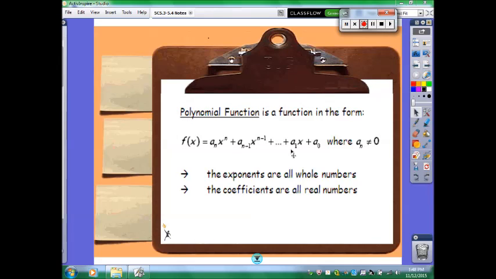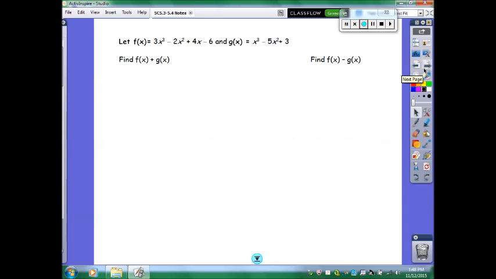All right, these are 5C notes. So let's start us off by looking at, again, the definition of a polynomial function. Recall, in order to be a polynomial function, the exponents are all whole numbers and the coefficients are all real numbers. Today we're going to be adding, subtracting, multiplying, and not dividing yet, but adding, subtracting, and multiplying polynomials.